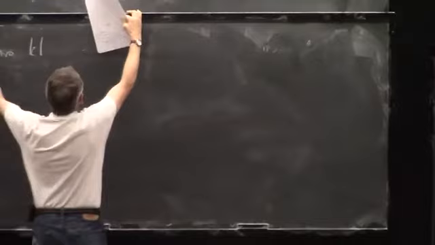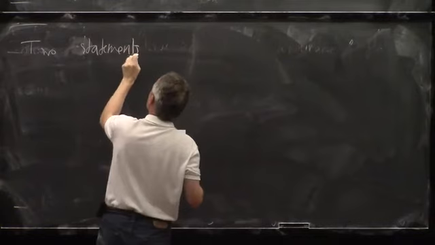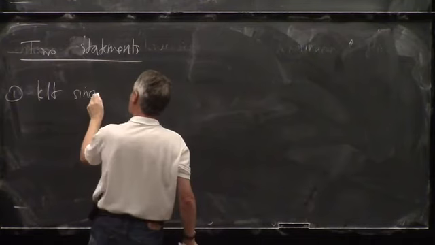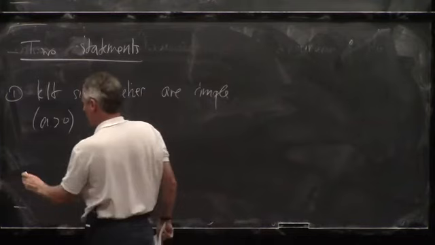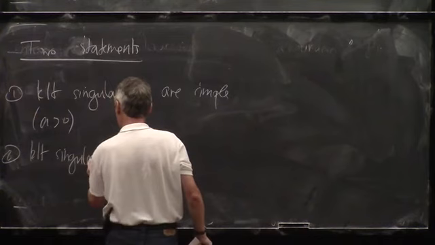Okay, so let me make two statements which are contradictory. Number one, KLT singularities, I mean, those are singularities with no discrepancy bigger than zero, are simple in an informal way. And then the second statement is KLT singularities are complicated. So what do I mean by this?